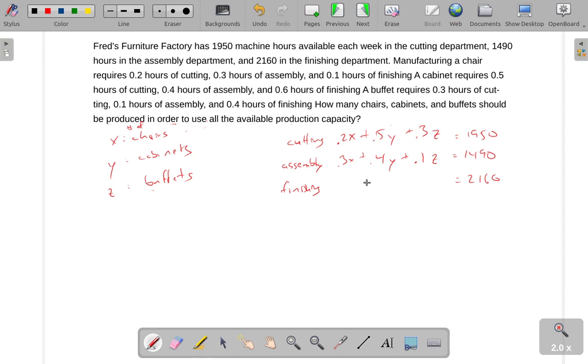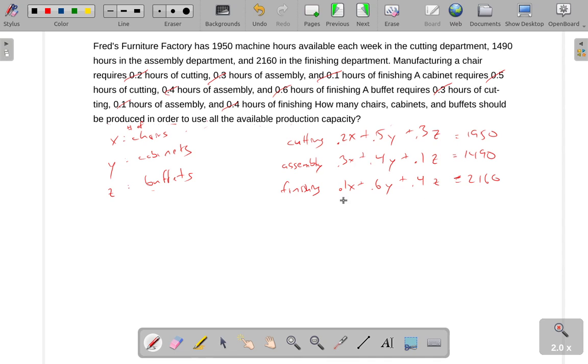Chairs take 0.1. Is that right there? If you're having trouble finding these things, some people like to cross them off as they use the numbers. That way they don't look back at those numbers again. So then you can see, okay, 0.1 hours for finishing, 0.6 hours for finishing here, and 0.4 for finishing.